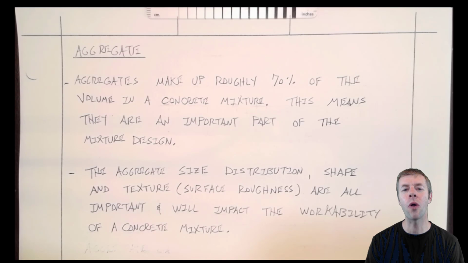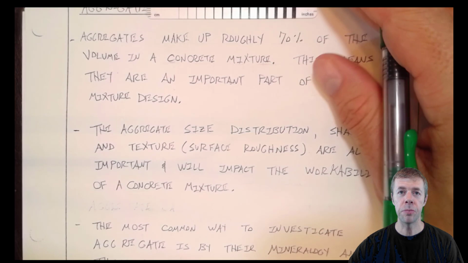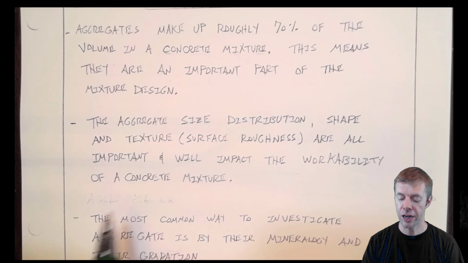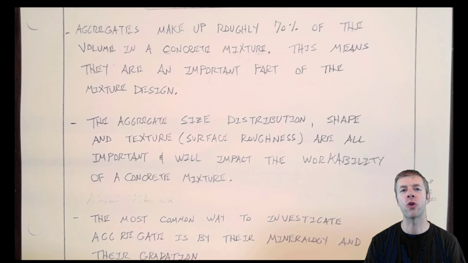The aggregate size and distribution is very important. The shape and the texture, something called the surface roughness. This is how smooth or how rough the outside surface of the aggregates are. All of these things are important, and they tell us how the aggregate itself is going to impact the workability of our concrete. Let's see what I mean. Let's look at some pictures.